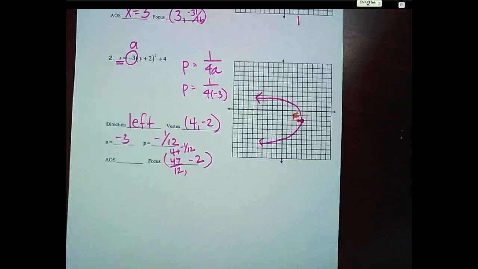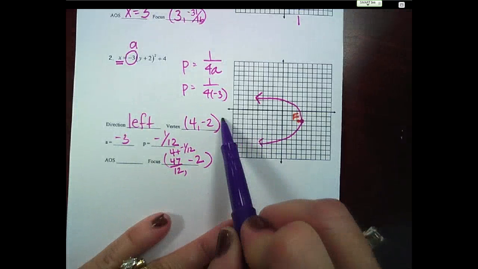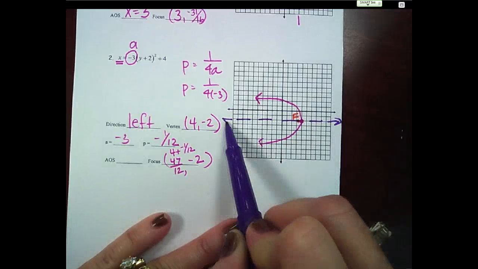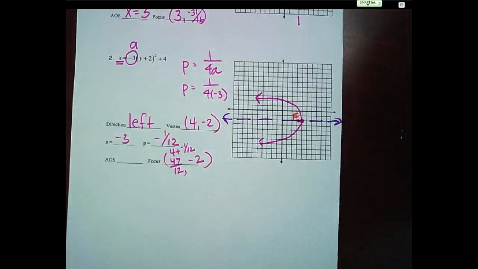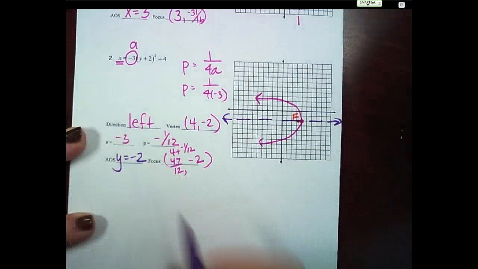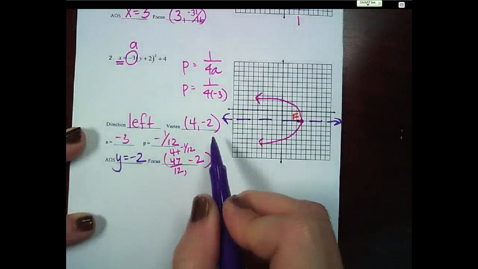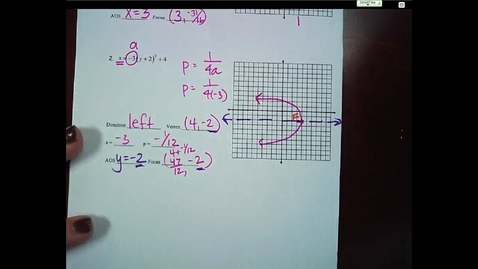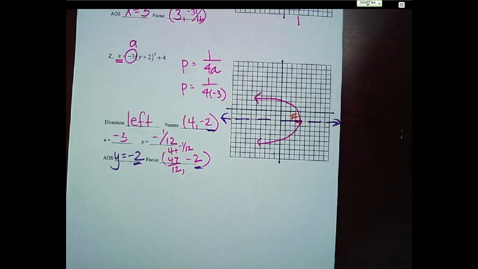Now draw your axis of symmetry. Don't forget to draw it. And then tell me what it is. What is the axis of symmetry? An x equals line or a y equals line? Crosses the y, so it's y equals -2. You'll notice, look guys, look what happens. -2, -2, -2, they're all the same. Okay, so we're going to move to problem 3.